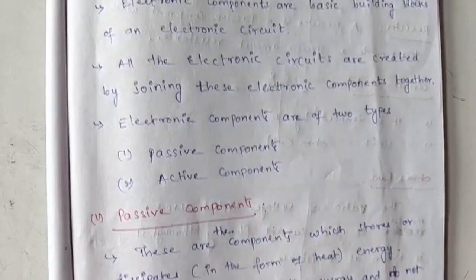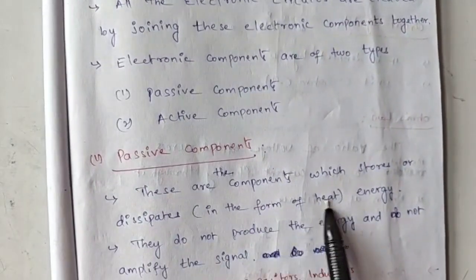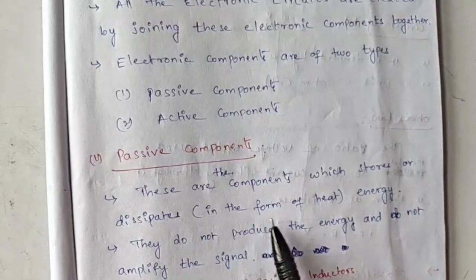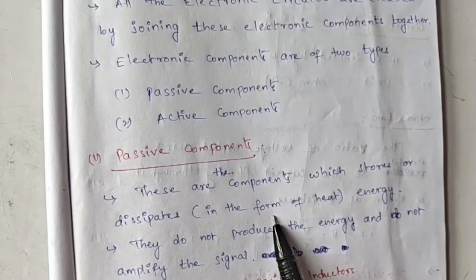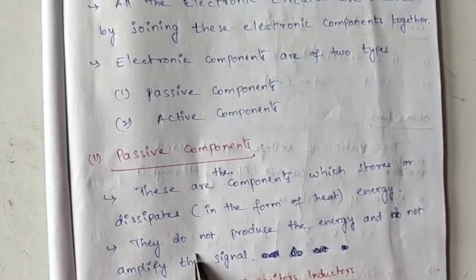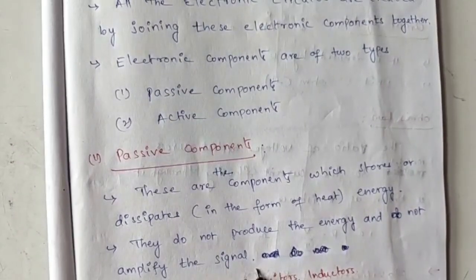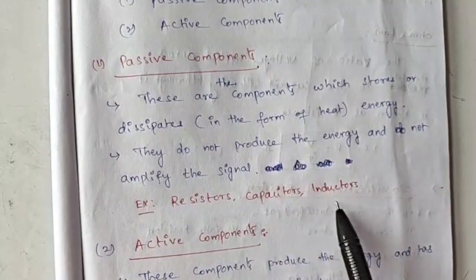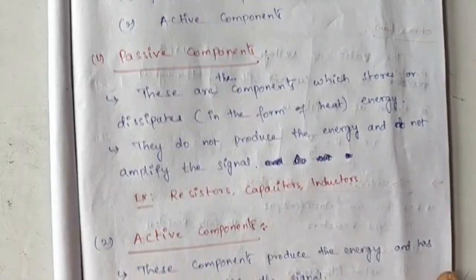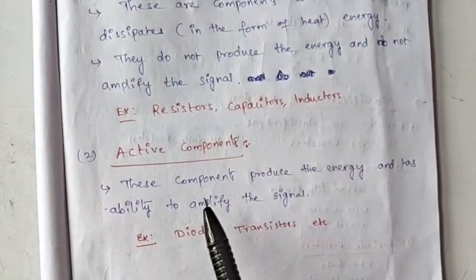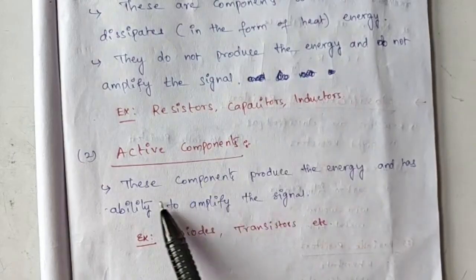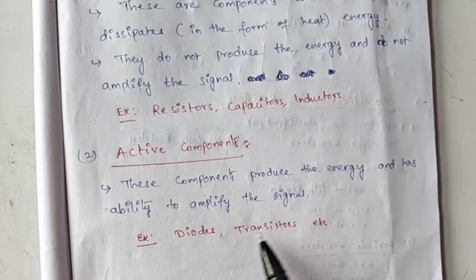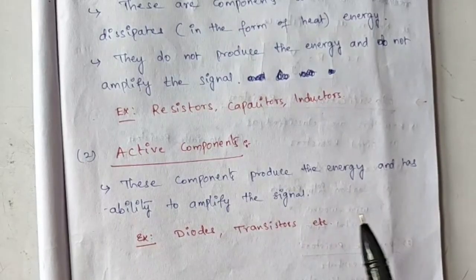So what is a passive component? Passive components are the components which store energy or dissipate energy, dissipating the energy in the form of heat. They do not produce energy and do not amplify the signal. Examples of passive components are resistors, capacitors, and inductors. The second type is active components. These are just the opposite. These components produce energy and have the ability to amplify the signal. Examples are diodes, transistors, etc.